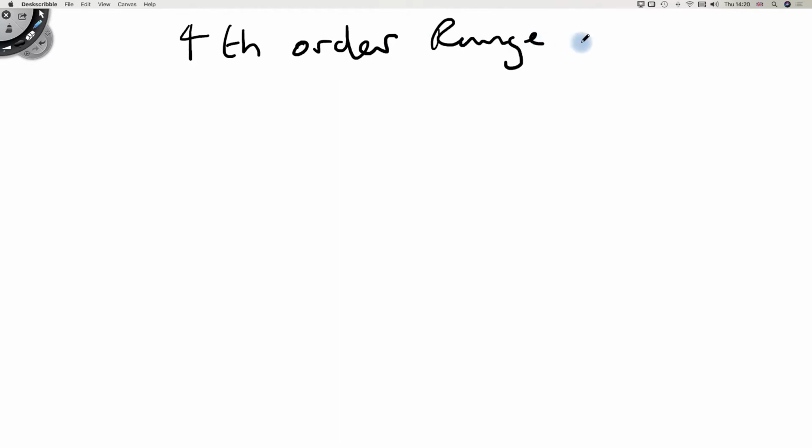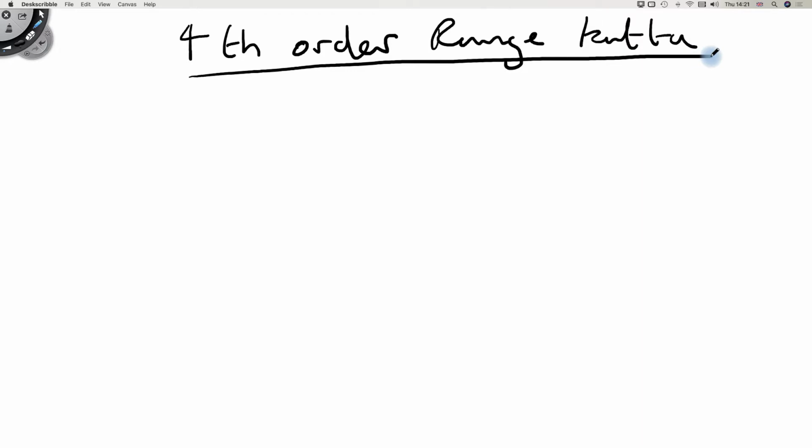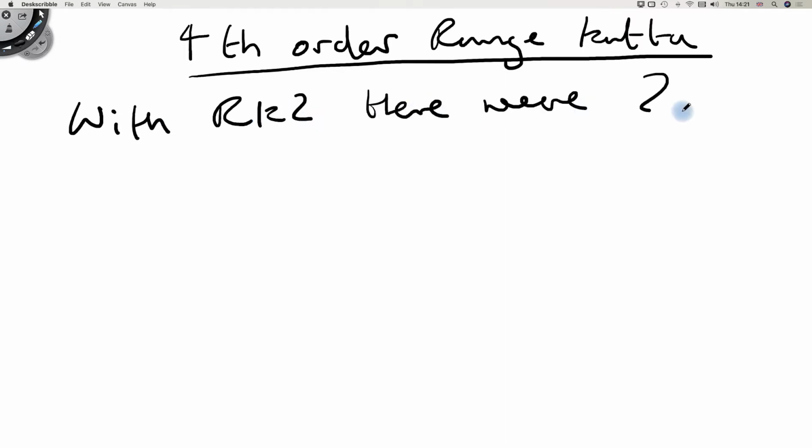So now we've considered second order Runge-Kutta. Now we're going to just consider what fourth order Runge-Kutta looks like. Partly because this is a very commonly used routine in many applications where we have nonlinear ordinary differential equations. So with RK2 there were two function evaluations.